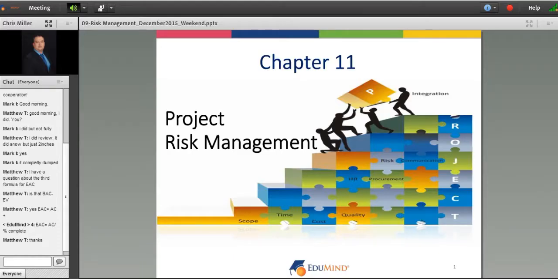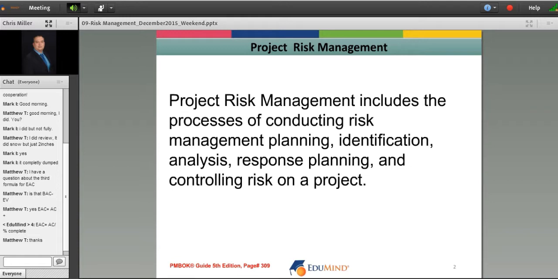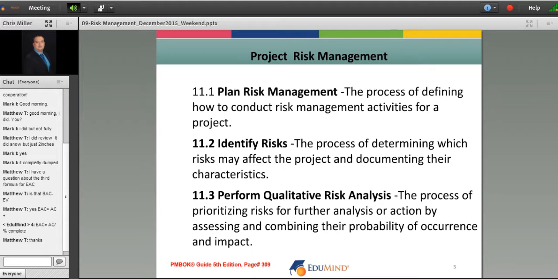All right, project risk management includes the processes of conducting risk management, planning, identification, analysis, response planning, and controlling risk on a project. Let's take a look at the processes. Plan risk management, the process of defining how to conduct risk management activities for a project.